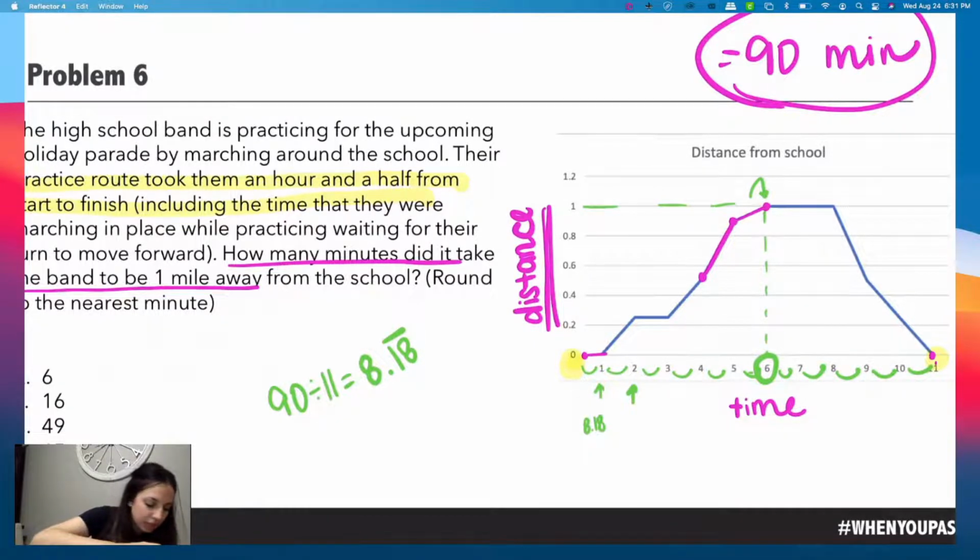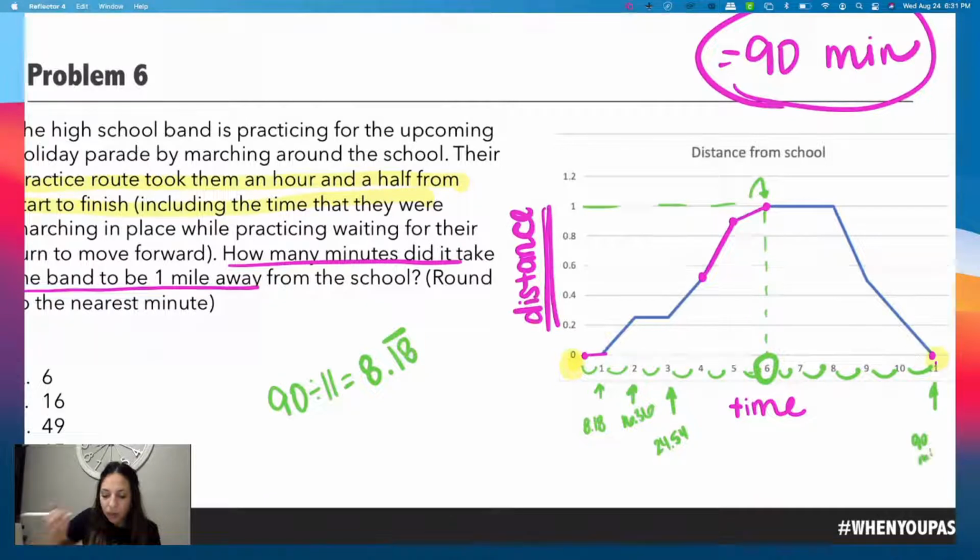And then this is 16.36 minutes. And then this is 24.54 minutes. How am I getting that? Because I'm adding 8.18 plus 8.18 plus 8.18 plus 8.18 until I get to 11. And that's going to be my 90-minute mark. So that said, how many minutes did it take for them to be at the 1 mile mark? Well, it's going to be 8.18 times 1, 2, 3, 4, 5, 6.